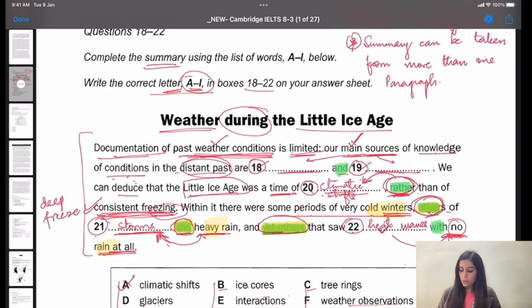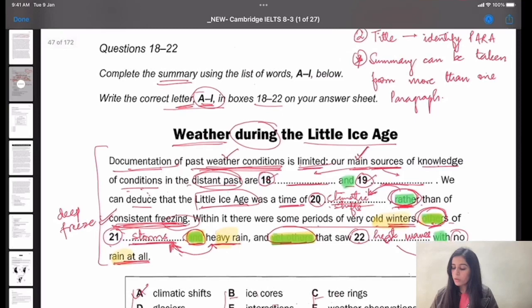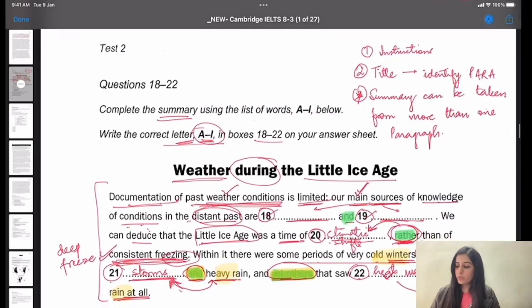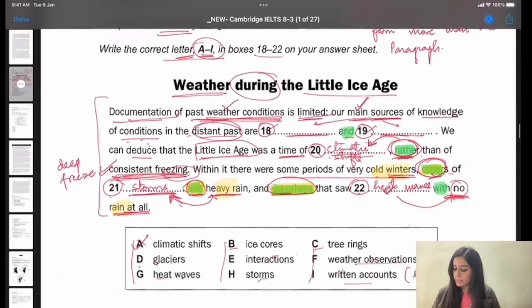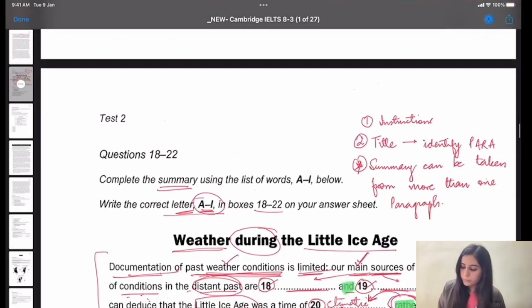All right, now I'll just summarize how you have to go about it. So you first read the instructions, then you read the title to identify the paragraph. Then you basically underline the keywords.